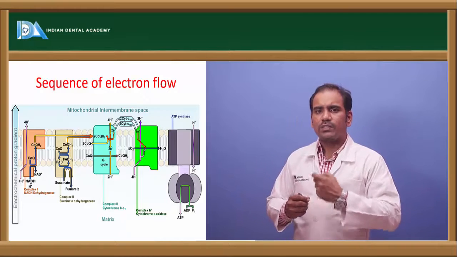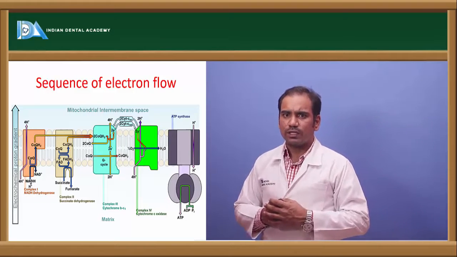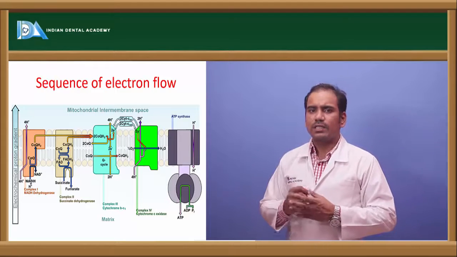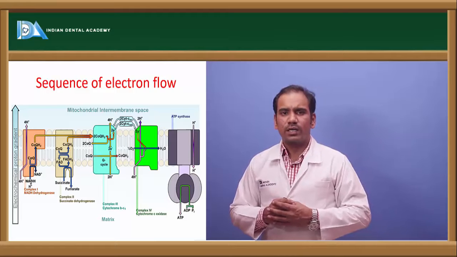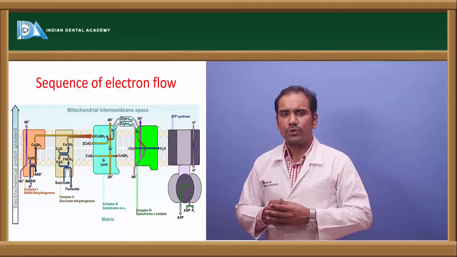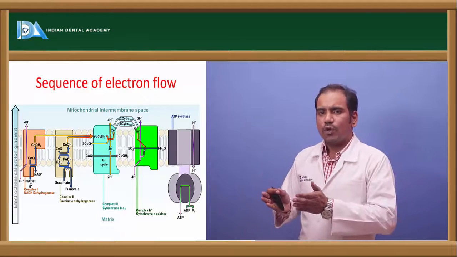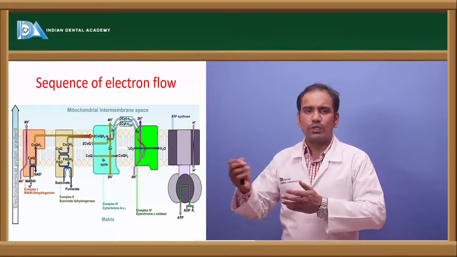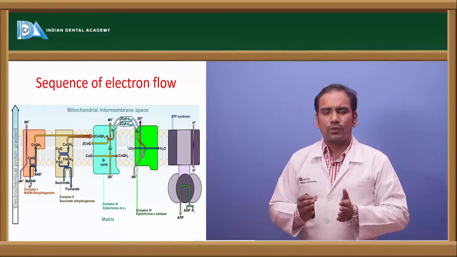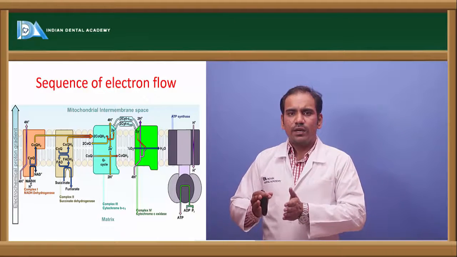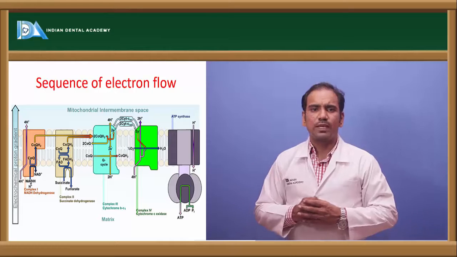Right. So complex 1 is NADH coenzyme Q reductase, complex 2 is succinate coenzyme Q reductase, and complex 3 is cytochrome C reductase. So these are the names of the complexes, complex 1, 2, 3. Now from the complex 3 cytochrome C reductase, the electrons are transferred to the complex 4. So those are carried by the cytochrome C. So that cytochrome C transfers the electrons to the complex 4.